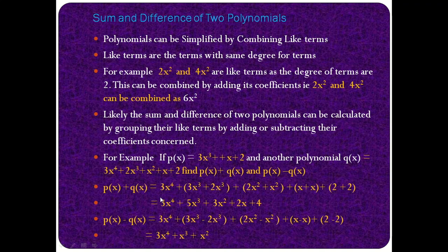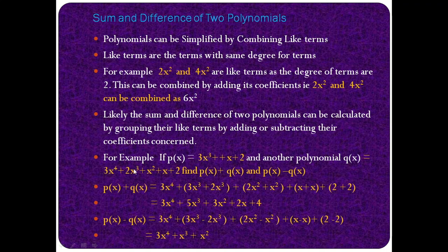So p of x plus q of x is equal to 3x raised to 4 plus 3x cube plus 2x cube. 3x cube plus 2x cube, these two are like terms. So these like terms can be grouped together. So that is why we wrote it in a bracket. But 3x raised to 4 is not there in the first equation. So we are not having any like terms here. So 3x raised to 4, we are writing it separately.